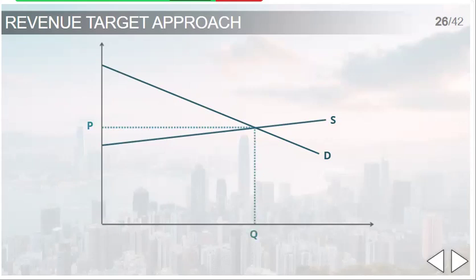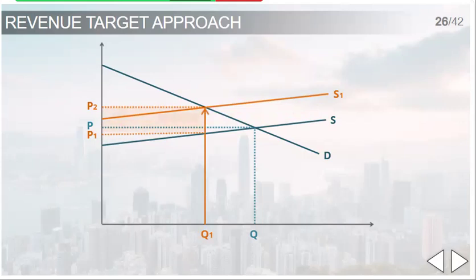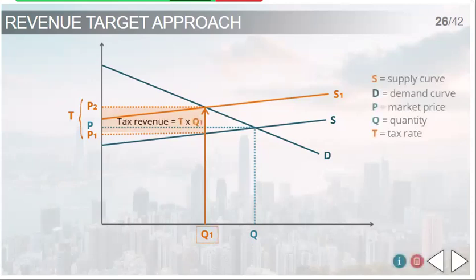When the government introduces a tax on a commodity, the cost of production increases, moving the supply curve from S to S1. With the new, higher supply curve, S1, the new point of intersection is P2 and Q1. The tax revenue is, therefore, the product of the tax rate T and the new, lower quantity, Q1, that is T times Q1.